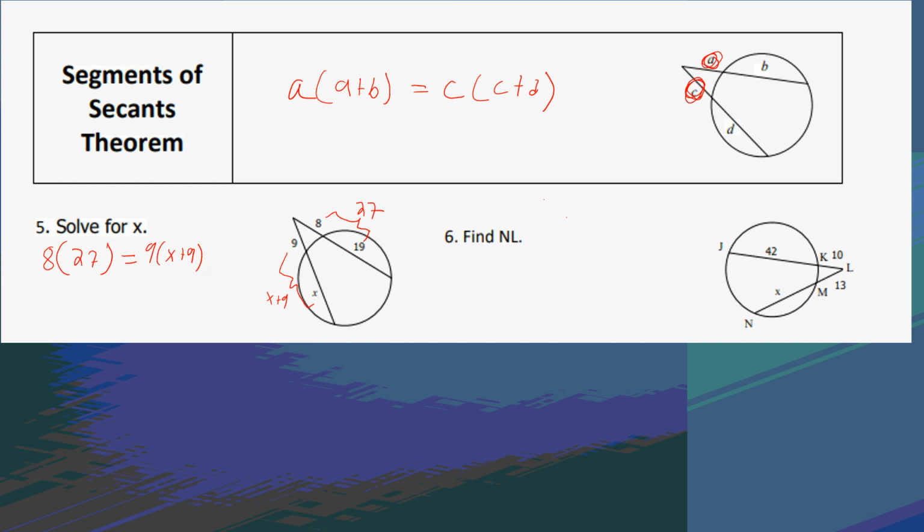So 8 times 27 goes to 216. And that will equal, distribute this 9, 9x plus 81. So now subtract your 81 over, and we get 135 equals 9x. Divide your 9 over, and we get x equals 15.